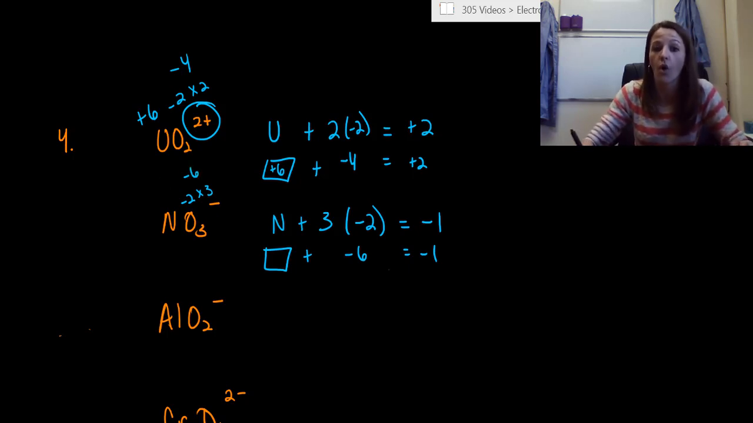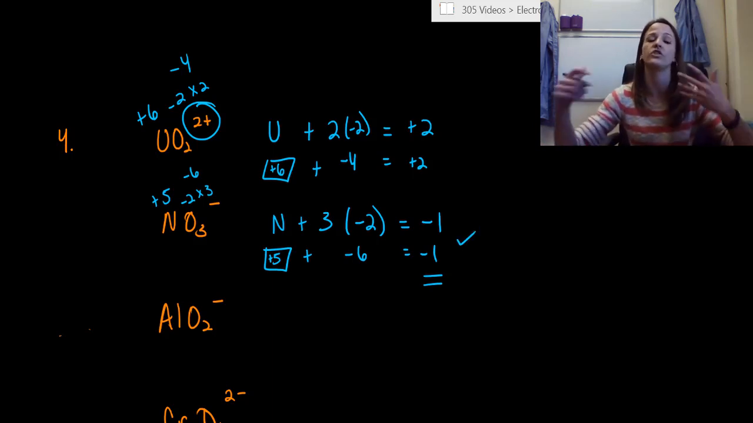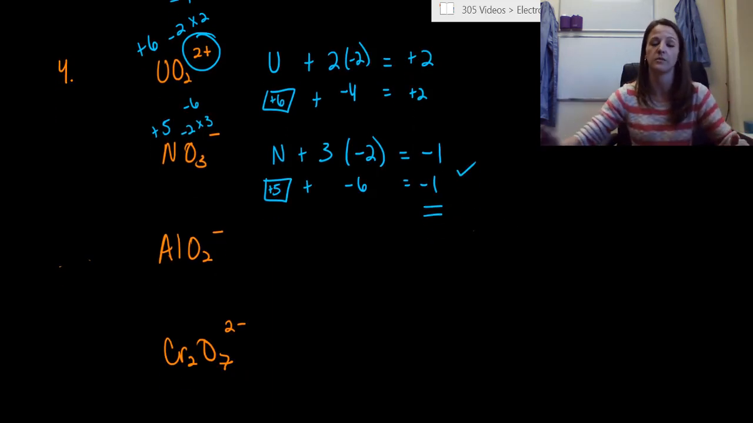In order to have an overall charge of negative 1 for the entire compound, the only number that mathematically can be true for our nitrogen is a positive 5. So let's check. Positive 5 minus 6 definitely gives us an overall charge of negative 1. That works. You should always check this, okay? Always, always, always check your problems. Let's move on to AlO2 minus.